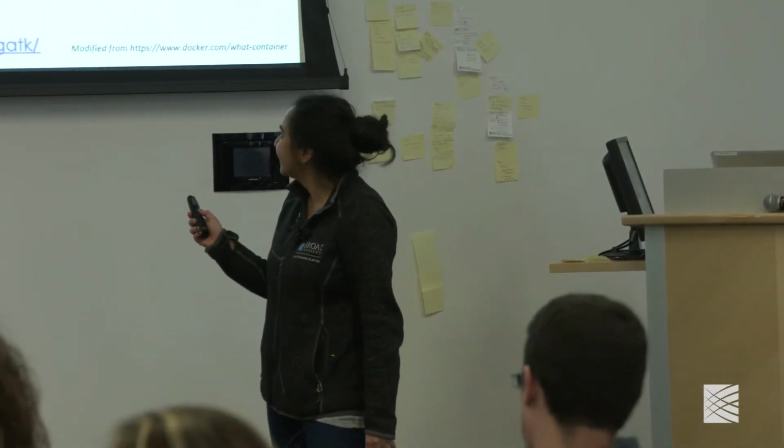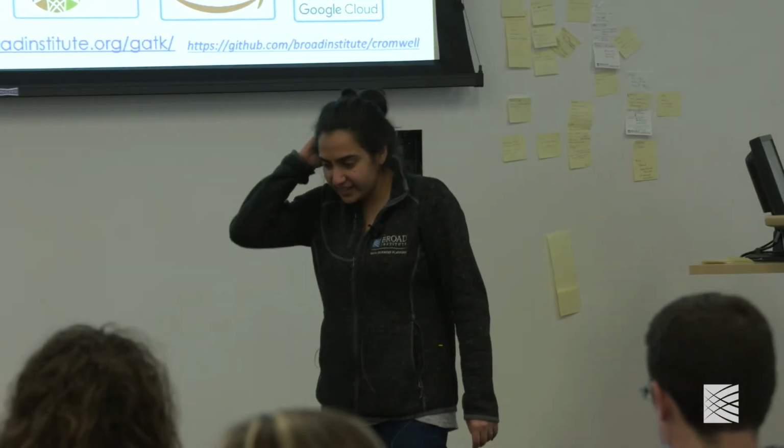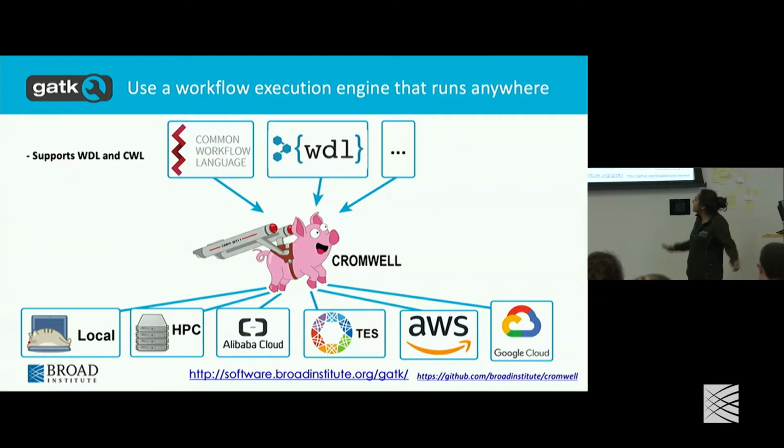Anything else about Docker? All right. Okay, let's jump into Cromwell. So Cromwell is the engine we use to execute WDL. So far, I've talked a lot about WDL. Beyond WDL, there's another pipelining language called the Common Workflow Language, CWL, that Cromwell supports running.